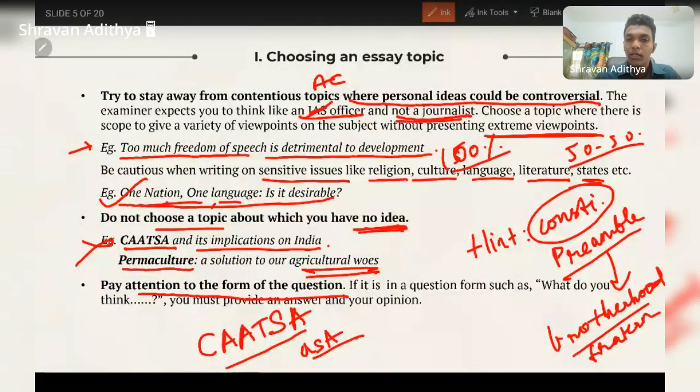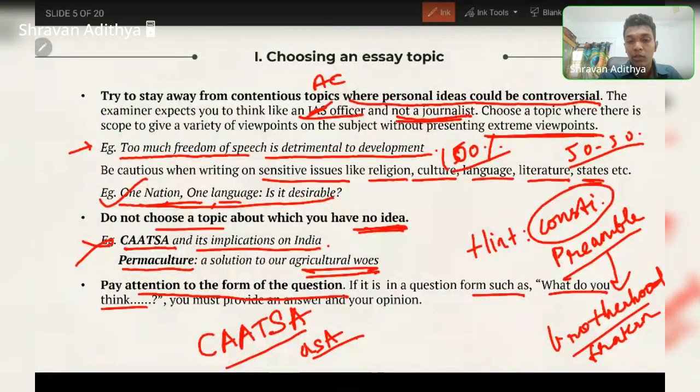And then finally, pay attention to the form of the question. How is the question framed? If it is in a form such as "what do you think," then you must provide an answer and your opinion. If a question starts like "what do you think about so and so," it is expected that you give your personal view, at least in the conclusion. You discuss thoroughly what the topic is about in your body, but at the end of the essay, in the conclusion, you must give your personal opinion. If you end it vaguely, then you have just written a general essay. You did not answer the specific question. If you are not giving your opinion, then obviously you are missing the key requirement of this question. So that is also something you should avoid.